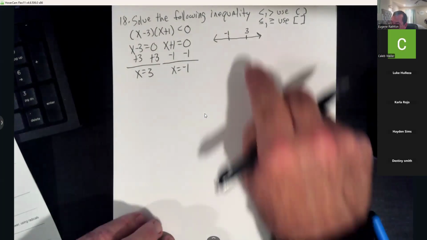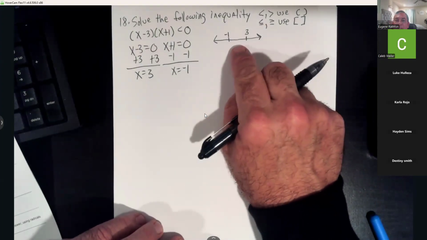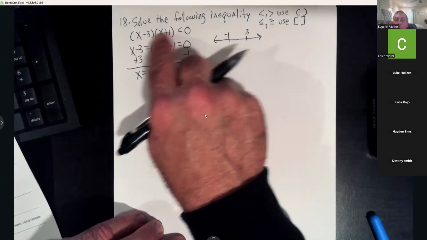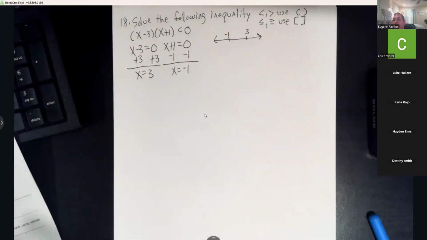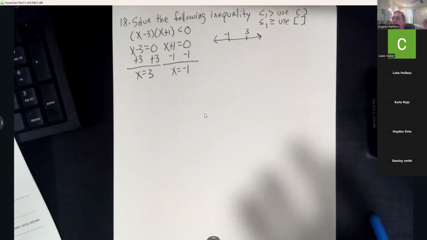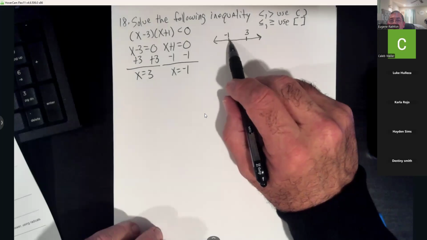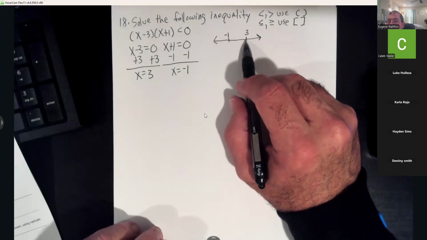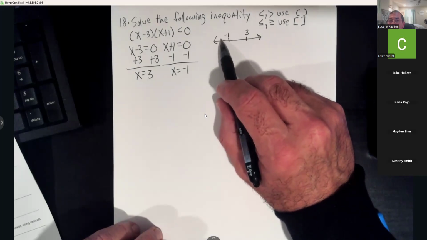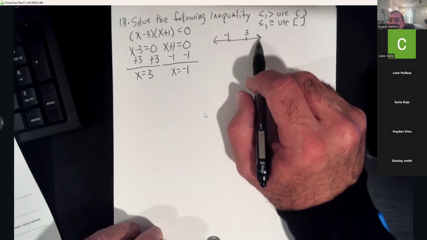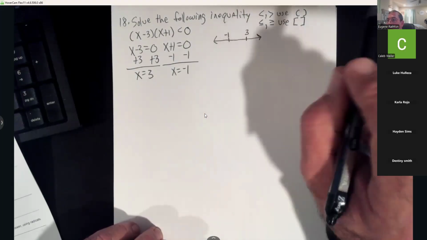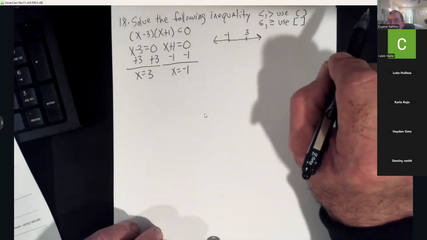So now what we've got to do is find a test point and see if it's true when we plug it in. If the test point is true, you would shade that area. If the test point is false, you would shade the other areas. So what I mean is, this is either going to shade in the middle or it's going to shade on both the ends. But it's going to do one or the other, okay?